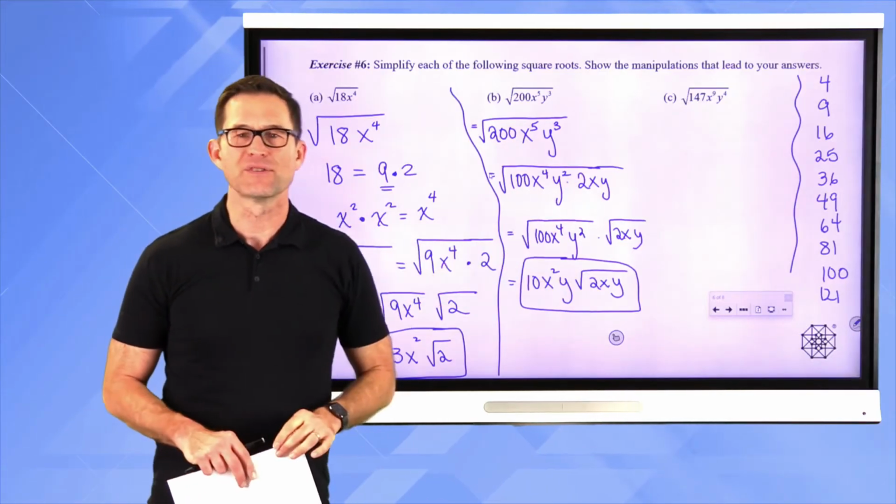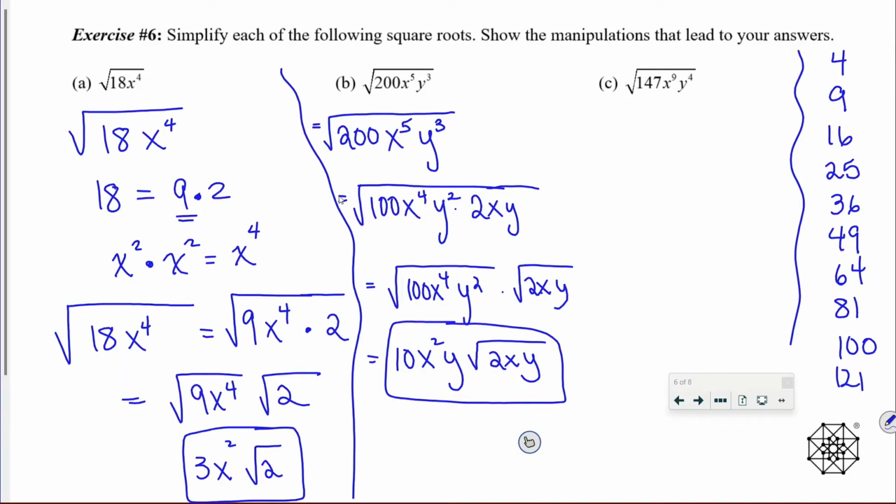Let's take a look at letter C. Here I have the square root of 147, x to the 9th, y to the 4th.